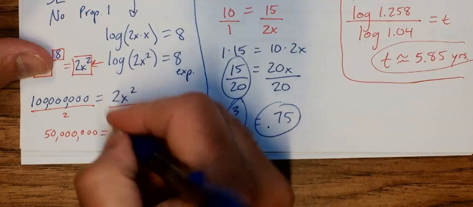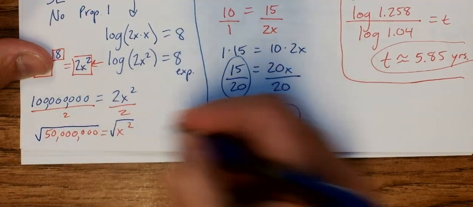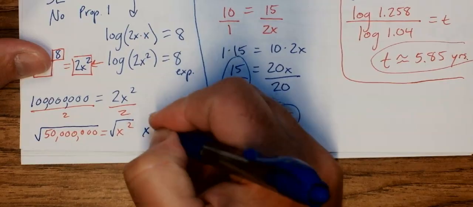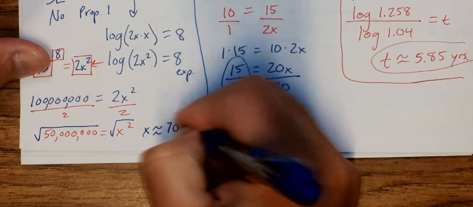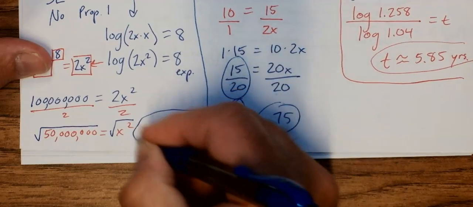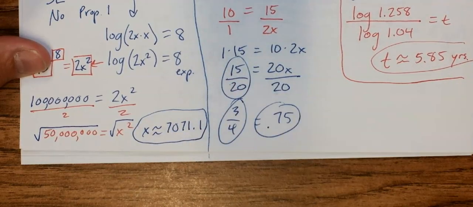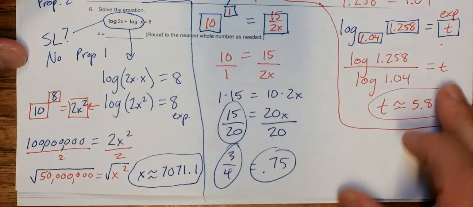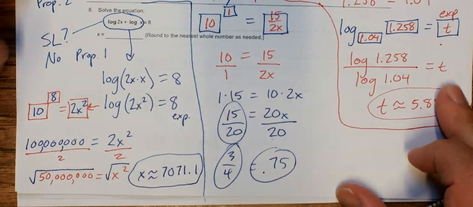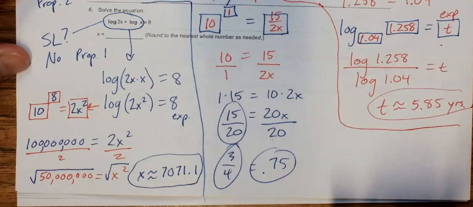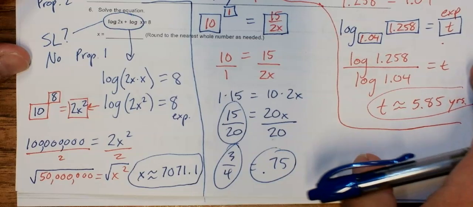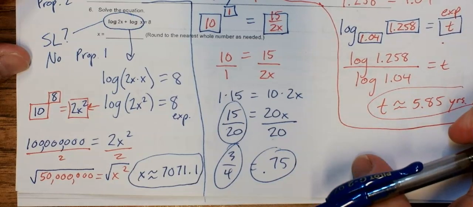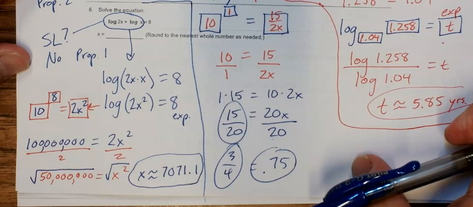So, what do we do now? Of course we do the square root. And if you do that square root, you're going to end up finding out that x is about 7,071.1 if you type that on a calculator. Okay, hopefully you have that. Any questions on that one? Okay, flip the page. 2 more to go.